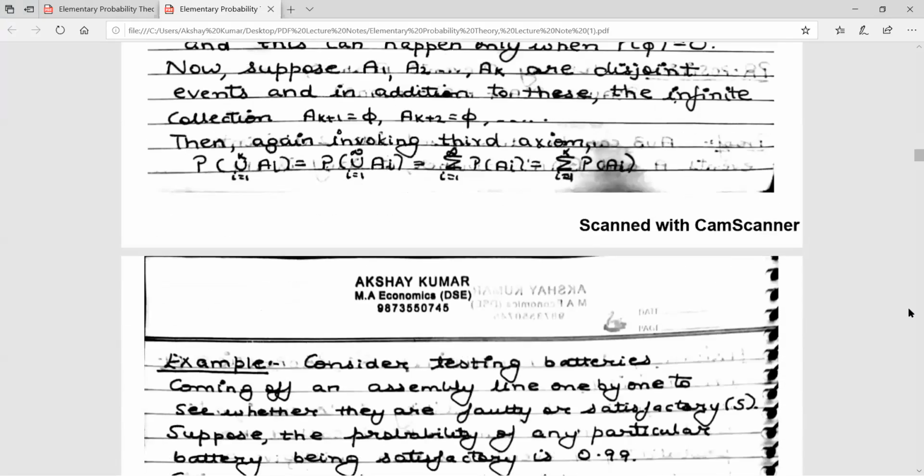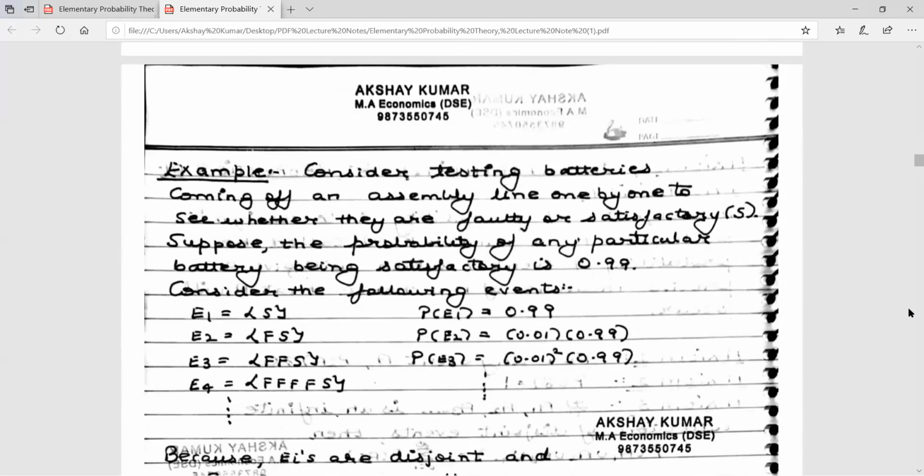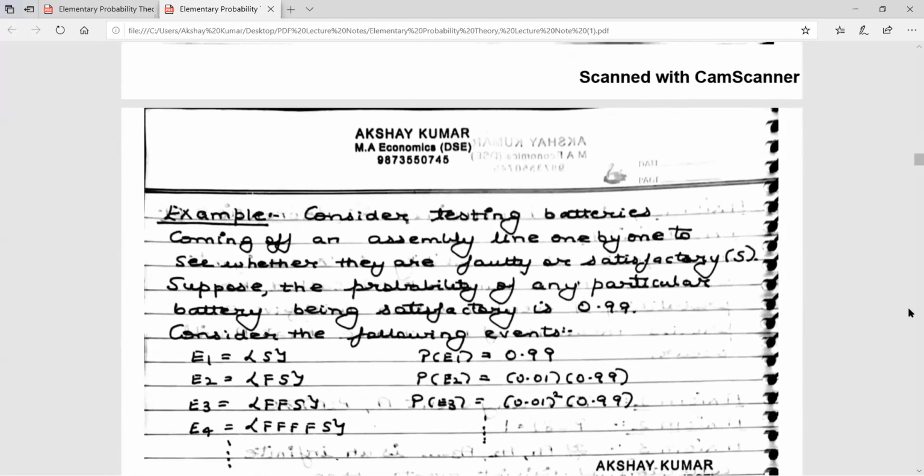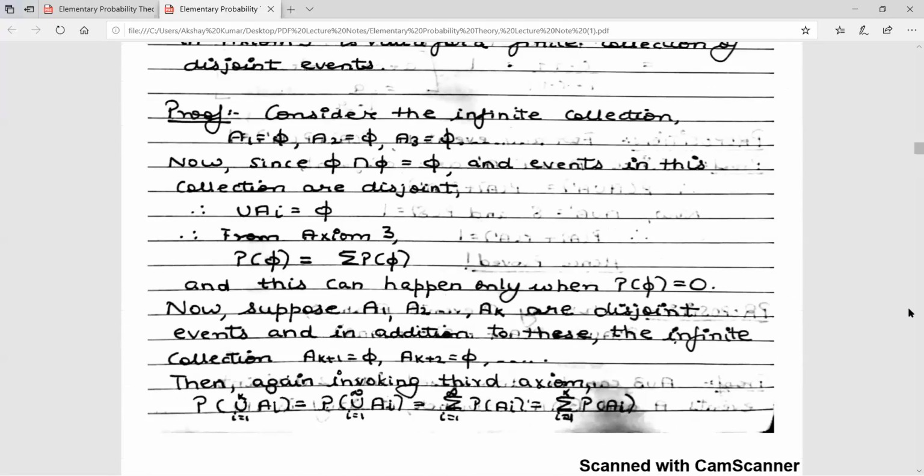So the next thing, look at the example. Okay, there was one small thing left in the proof. The next thing we want to prove, look at this. Suppose A1 to Ak are disjoint events, and in addition to these, consider the infinite collection Ak plus 1, Ak plus 2, all of them equal to phi. This means suppose A1 to Ak are disjoint events that are not equal to phi, but Ak plus 1, Ak plus 2 and the rest are all phi.